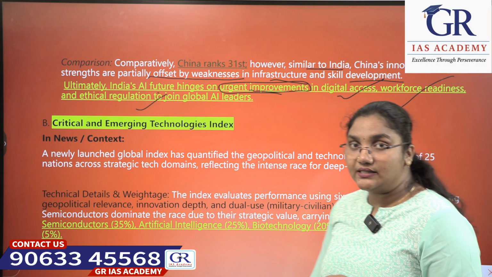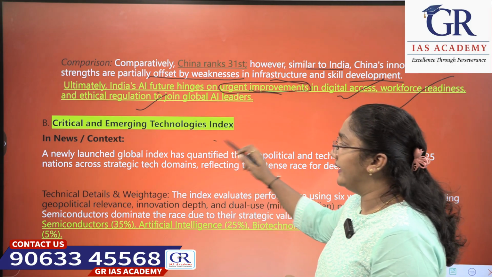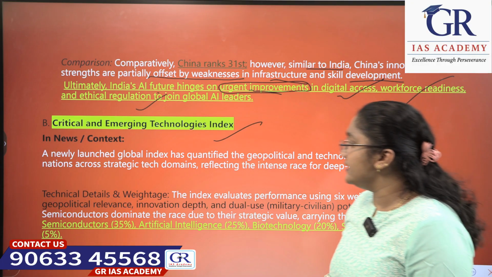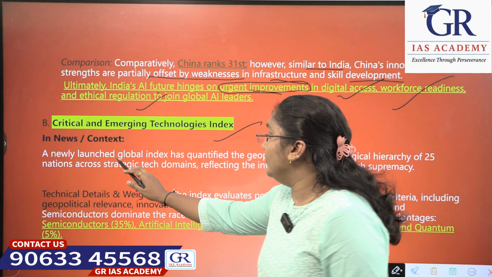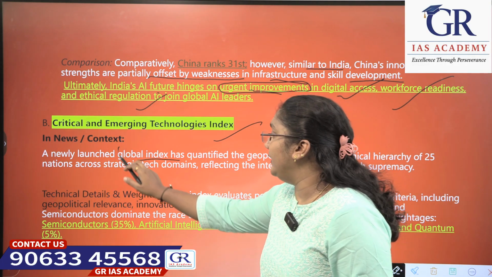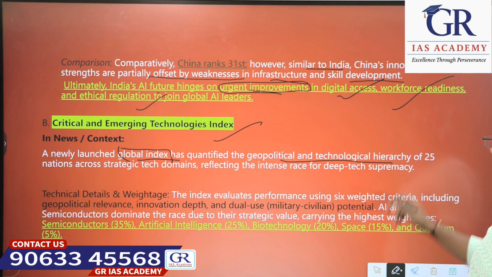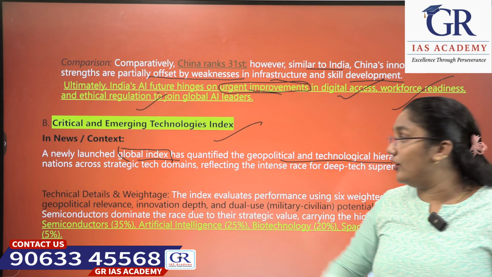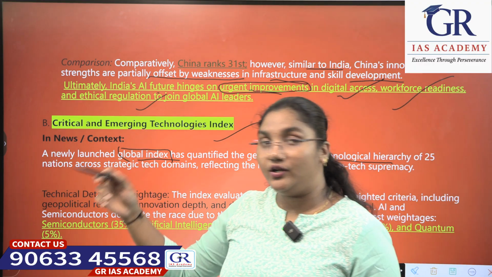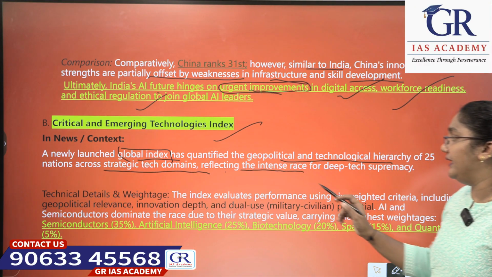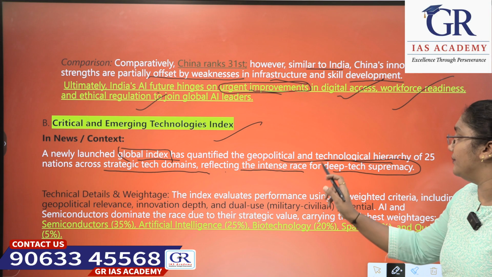Next, our next concept is the Critical and Emerging Technologies Index. Why is it in news? A newly launched global index has quantified the geopolitical and technological hierarchy of 25 nations across strategic tech domains, reflecting the intense race for deep tech supremacy.